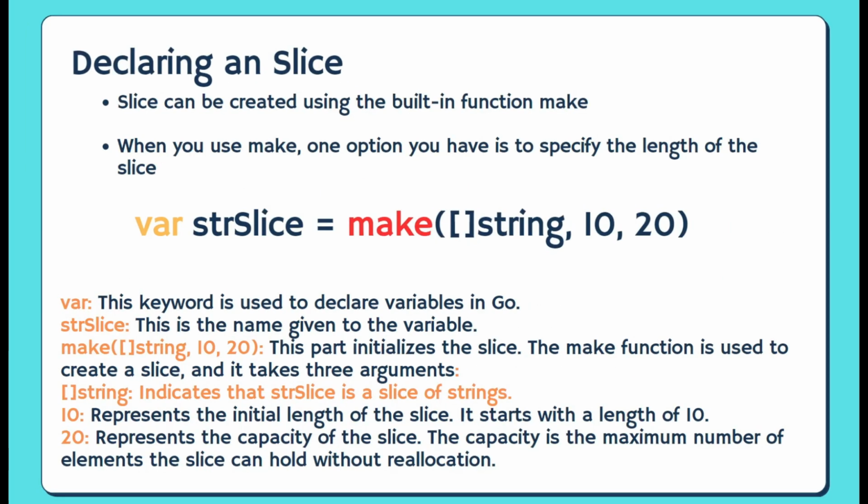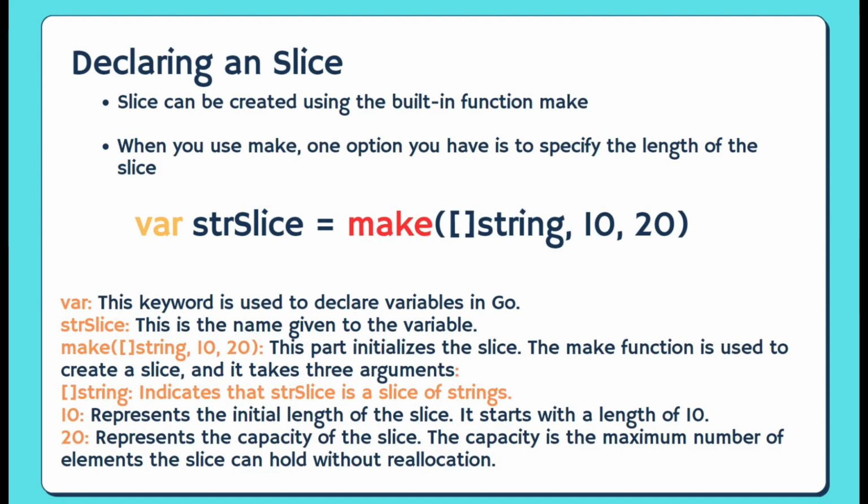Slices can be created using the built-in function make. When you use make, one option you have is to specify the length of the slice. Var, this keyword is used to declare variables in Go. Slice, this is the name given to the variable. Make, string, 10, 20. This part initializes the slice.